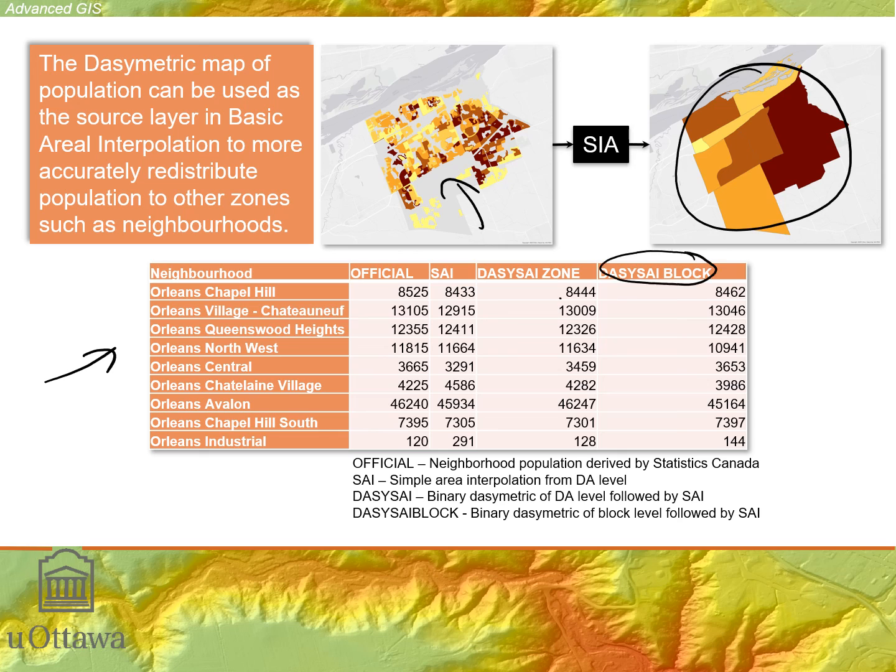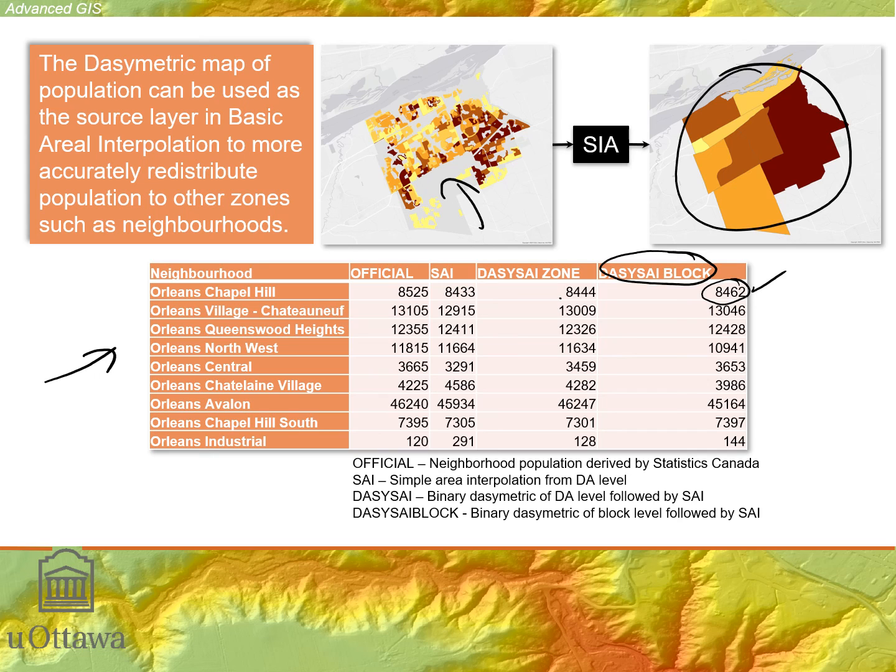This other one is based on block, so the block population. So that's a very small level of geography. So it had the best performance there for that one.